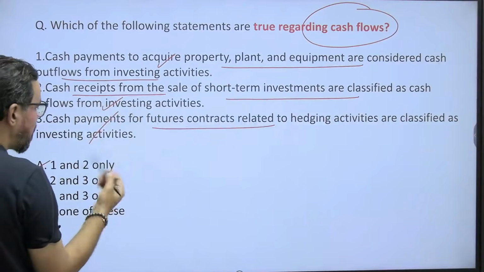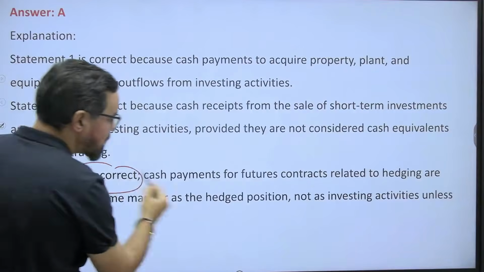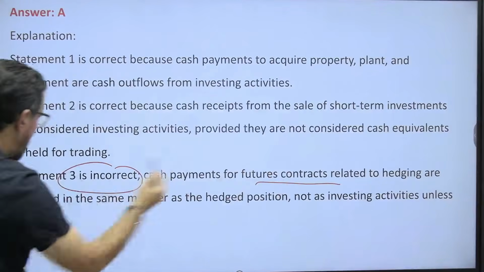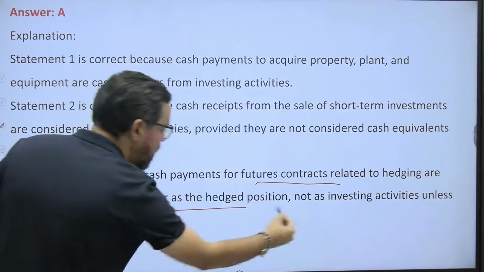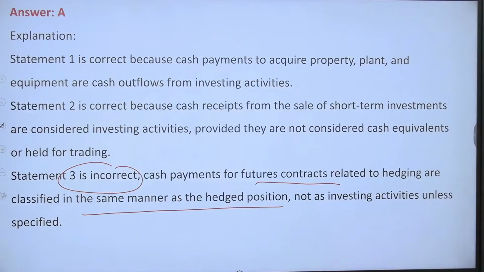This is part of your financing activity, right? So incorrect. Cash future payments related to hedging are classified in the same manner as the hedged position, not investing activities, until they are specified. Okay, the rest two statements are true.